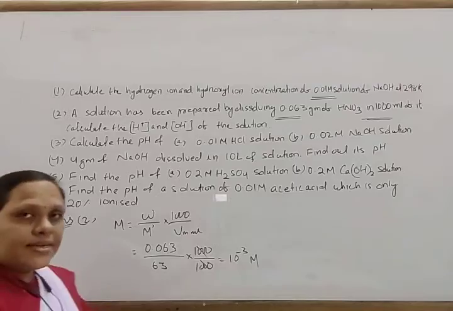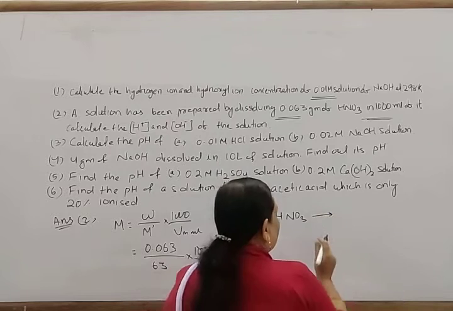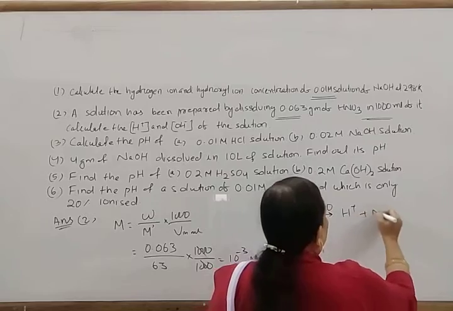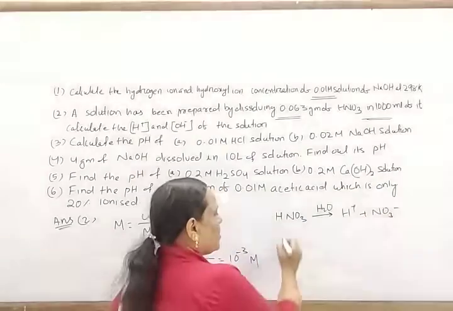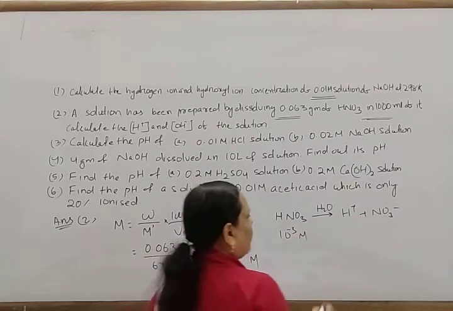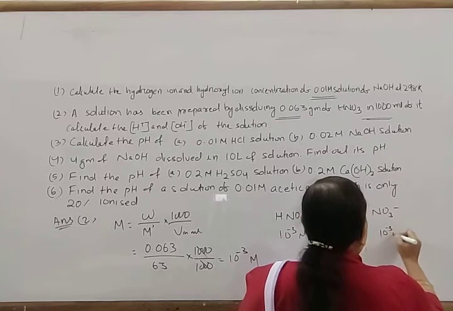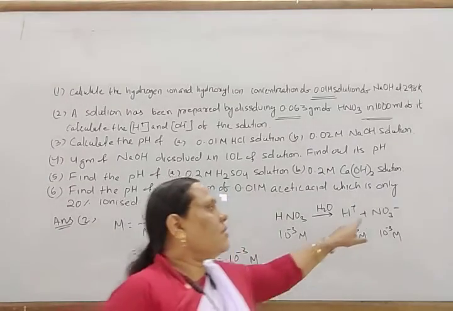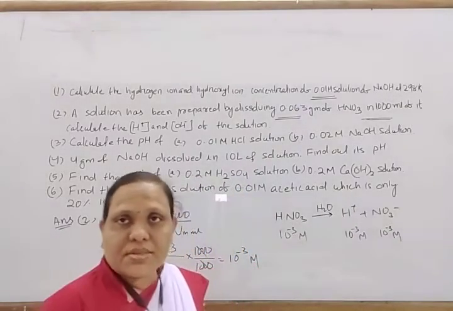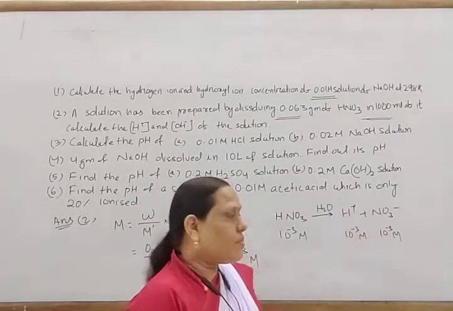So first, the molarity is this much, and nitric acid, HNO3, also undergoes complete dissociation in presence of water to give H+ and NO3-. Its concentration is 10 to the power minus 3 M and the NO3- concentration is also 10 to the power minus 3 M. But NO3- is not responsible for the acidic and basic nature. Only the H+ and OH- ions are responsible for acidic and basic nature. In this way, H+ is equal to 10 to the power minus 3 M.